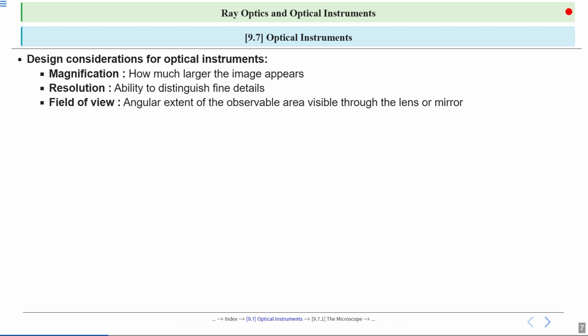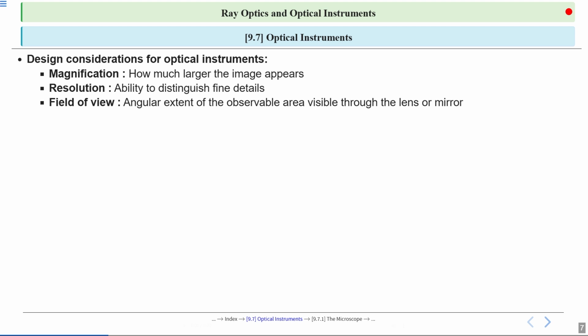Now let's talk about field of view. This is the angular extent of observable area visible through the lens or mirror. So the area of view, or up to what extent we can see, up to what extent of the landscape we see through the optical instrument.